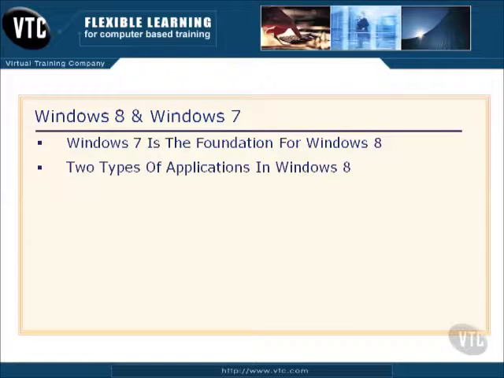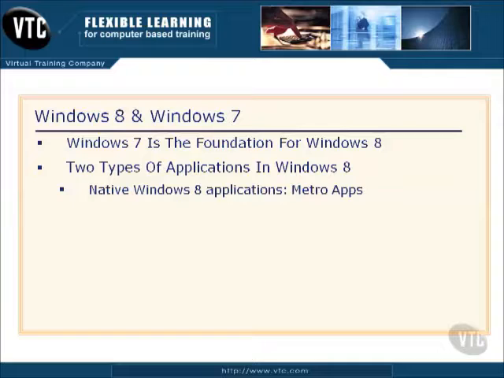Now, there are 2 types of applications in Windows 8. One of these you've never seen before, and it's the one that's kind of scaring people, and that is you have native Windows 8 applications, and these are called Metro apps or Metro applications, or you'll just hear them called Metro. And then you have non-Metro applications, and these are the things we've been using all the time up till now. These are things that run on the desktop in the old Windows 7 type environment, Windows 7, Vista, XP, and so forth.